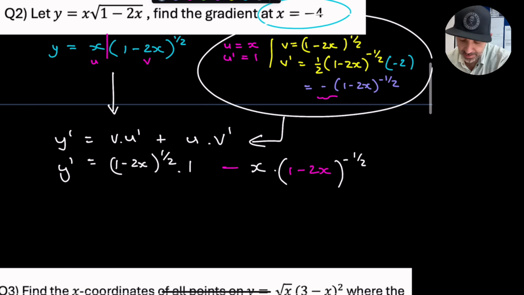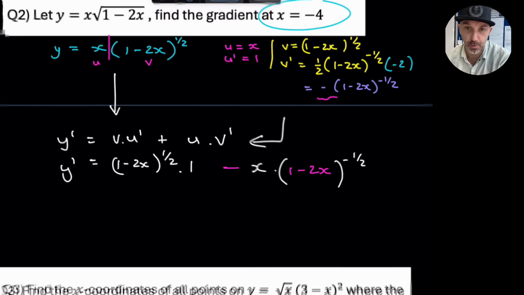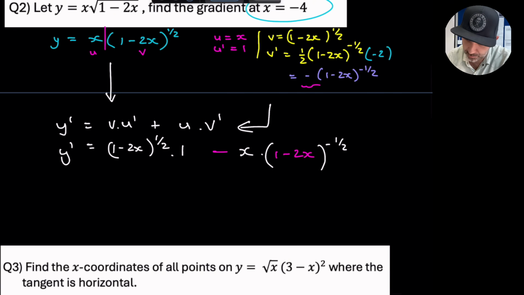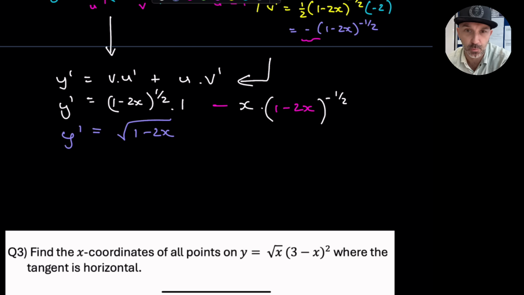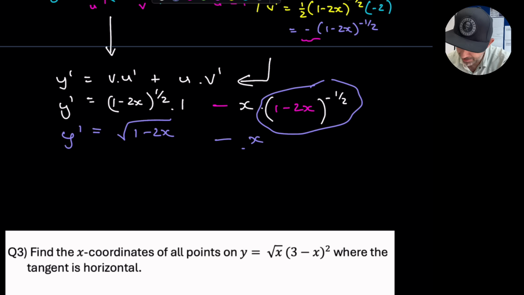Now, what the question stated was substitute minus 4 into this expression. So let's have a look at how that will work. I think at this stage it's important, this is why you need to know your indices rules, that I'm going to rewrite this without the power of a half, so you can see a little bit more clearly what's going to happen. So we have y prime is equal to the square root of 1 minus 2x times 1, so the 1 can disappear at this stage, minus, now this is the slightly tricky part, x over the square root of 1 minus 2x.